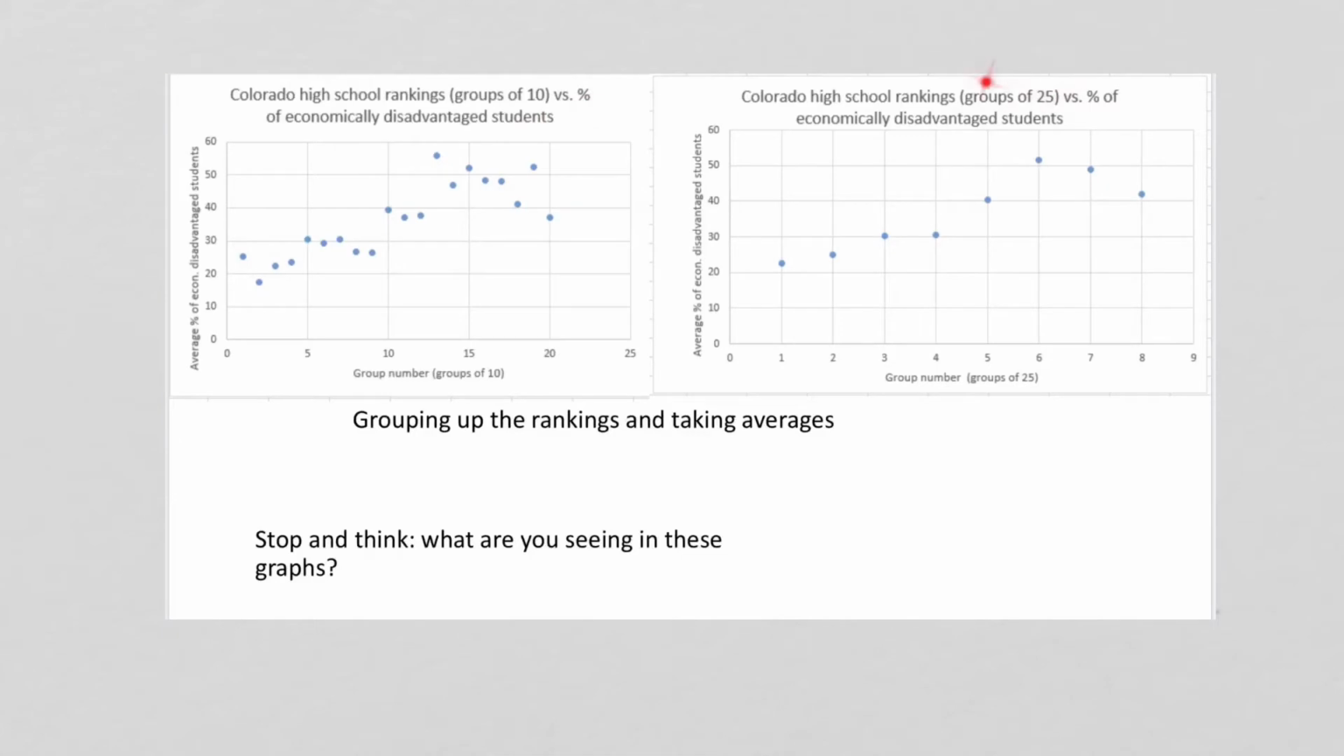Here I did it with groups of 25, so this is the top 25 ranked schools and their average percentage of economically disadvantaged students. This is ranked 26 through 50.